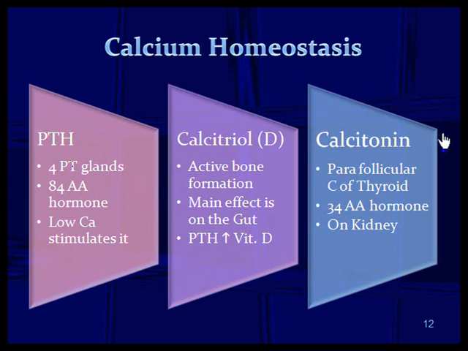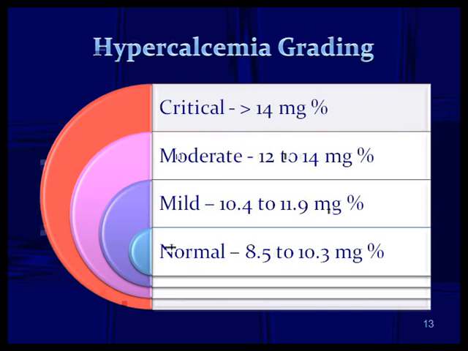If you look at calcitonin, calcitonin is a hormone secreted by the parafollicular C cells of the thyroid gland. It is a 34 amino acid hormone and its main action is on the kidney. We have already seen its main action on the kidney is to send the calcium out, that is to increase the excretion of calcium and phosphate at the level of the kidney. These 3 hormones thus maintain the homeostasis of calcium.